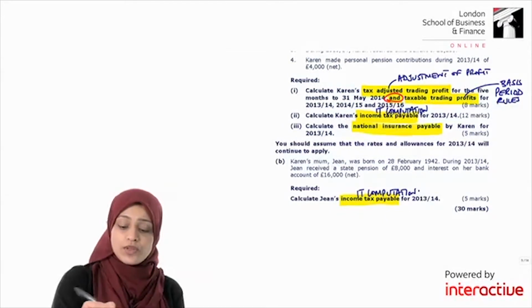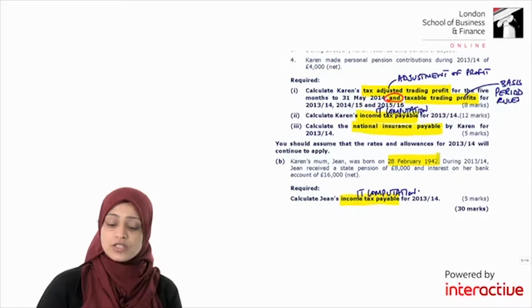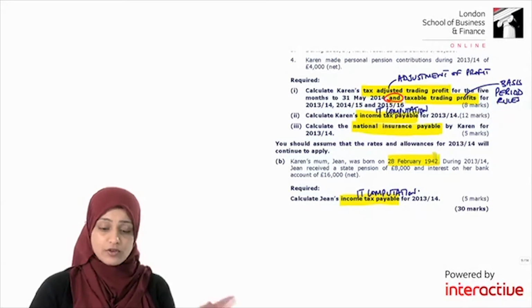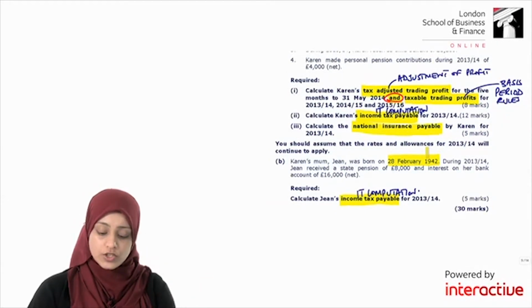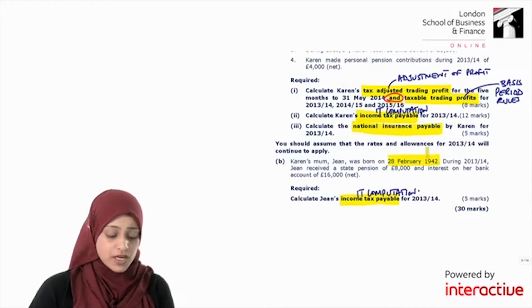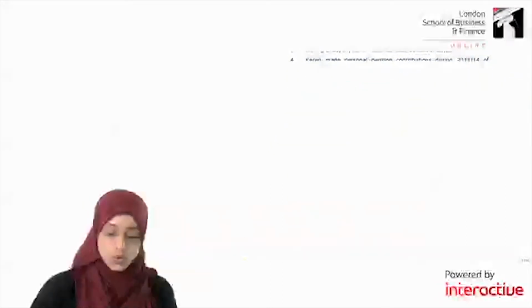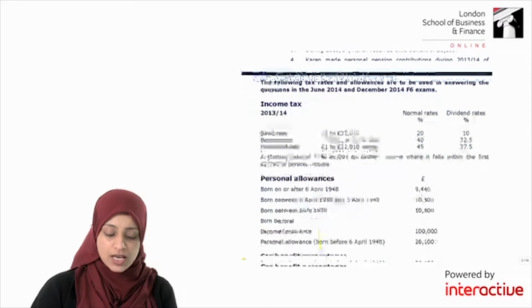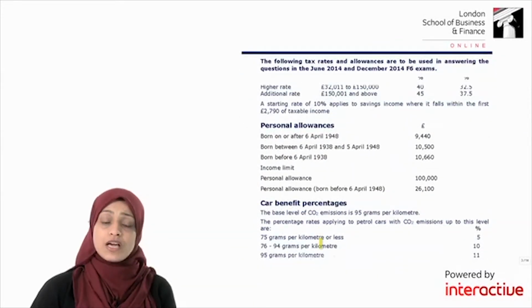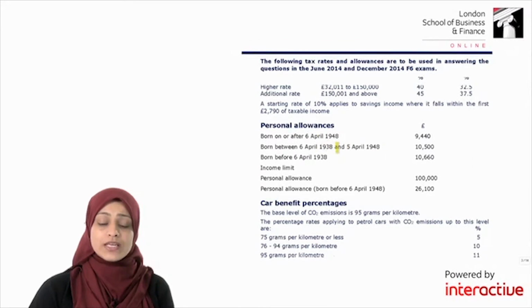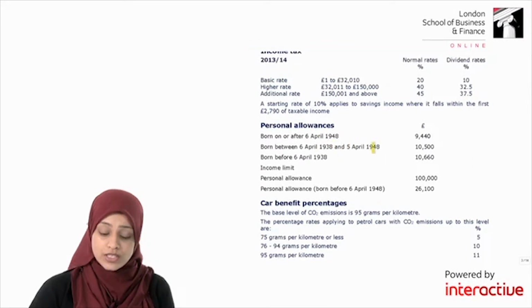Now, what's interesting with this question is the fact that she was born on the 28th of February 1942. And if somebody was born on the 28th of February 1942, then they apply for what we call the personal aged allowance. If you look at the personal allowance given to us in the rates page, with Karen's mum, clearly she was born between 1938 and 1948. Therefore, the personal allowance that will apply will be 10,500.